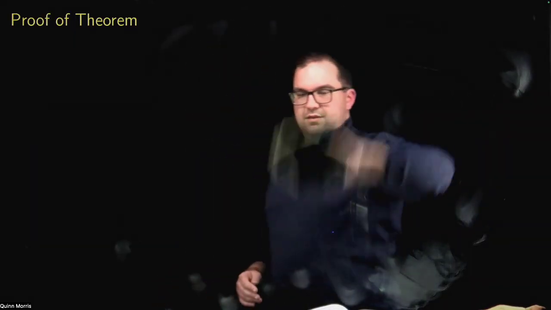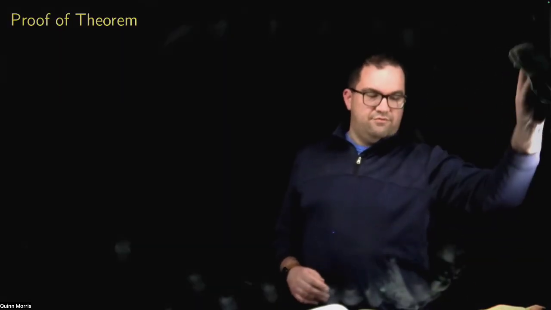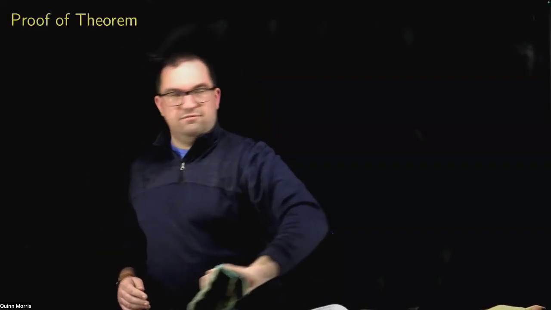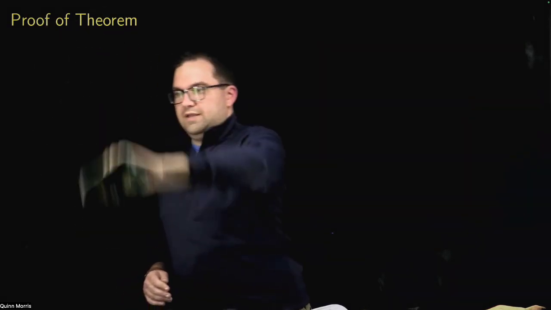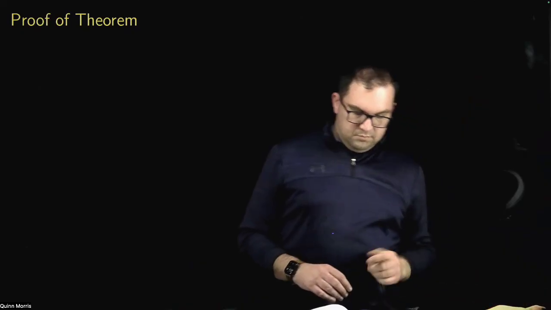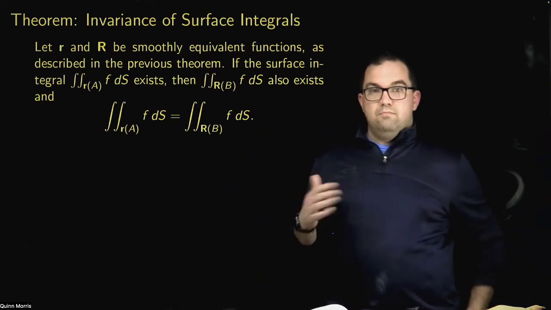That's sort of the key, that two parameterizations of the same surface can't give you different normal vectors, or well, they can't give you normal vectors pointing in different directions. All right, so once we know that, it turns out that we can say more, right?